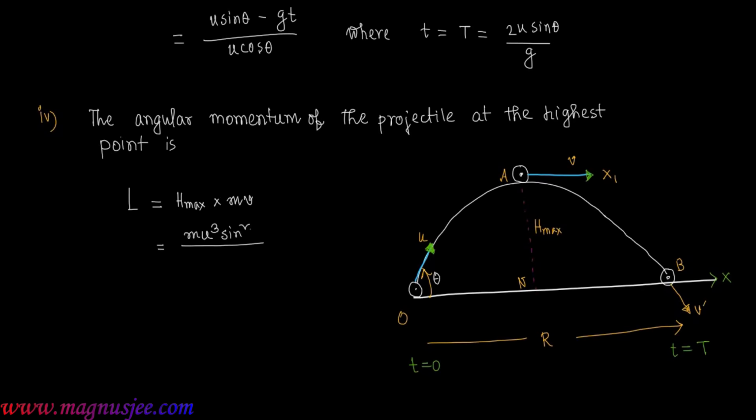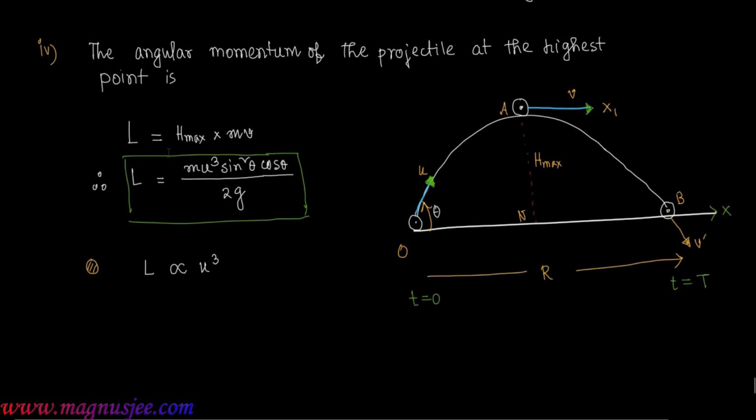Now putting in the expressions, we can prove that L will be equal to m u to the power 3 sine square theta cos theta divided by 2g. So here angular momentum L is directly proportional to the third power of the initial velocity of projection u. L is proportional to u to the power 3.